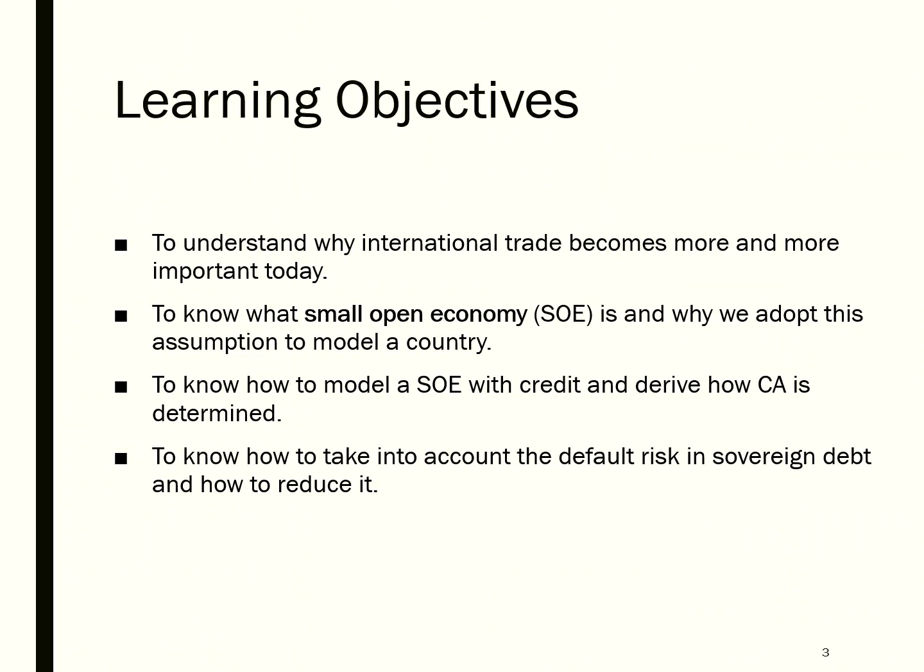In this lecture, we have 4 learning objectives. The first one is to understand why international trade becomes more and more important. The second learning objective is to know what the small open economy assumption is and why it is used for our models. The third one is to know how to model a small open economy with credit and derive how the current account, CA, is determined. And finally, we would like to take into account the default risk in sovereign debt and discuss how to reduce this default risk.